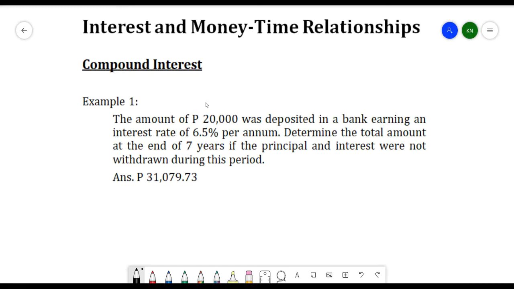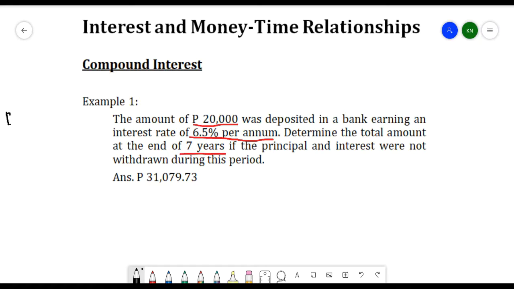So example number 1: an amount of 20,000 was deposited in a bank earning an interest rate of 6.5% per annum. Determine the total amount at the end of 7 years if the principal and interest were not withdrawn during this period. So, in order for us to solve this one, we need to identify again what the given points are.